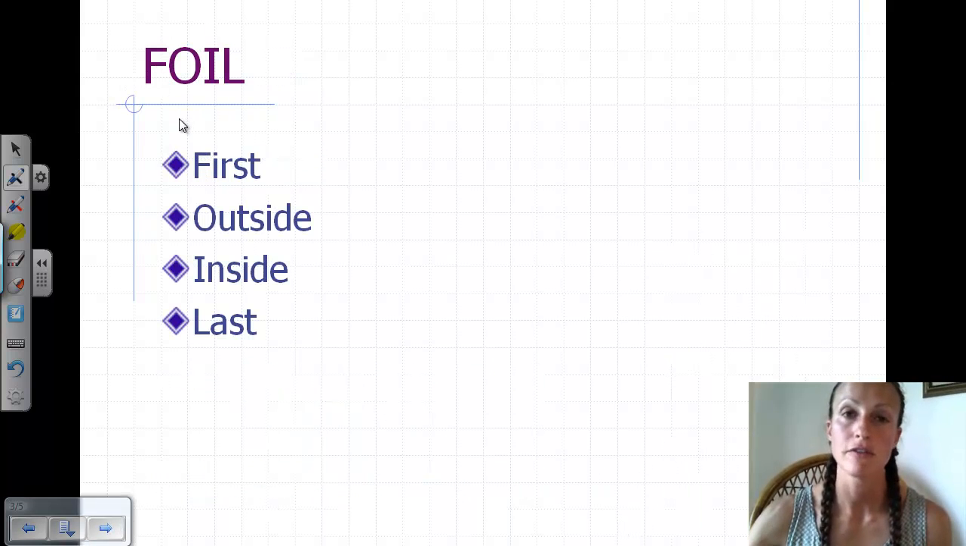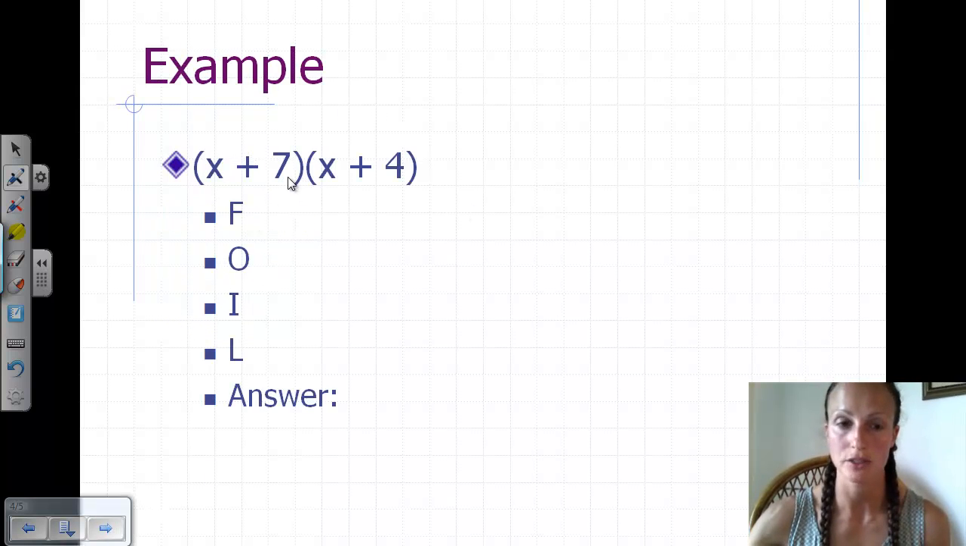So let's use the FOIL method to multiply binomials. FOIL stands for first, outside, inside, and last. And it's really helpful to make yourself a little chart every time you multiply two binomials. Make a line for each of the letters, F, O, I, and L, and have a space at the bottom where you write your solution. So this is a binomial, a sum of x and 7. This is a binomial, a sum of x and 4. How do we know that we're supposed to multiply those? There's not a symbol in between the two sets of parentheses. And remember, when there's no symbol, it means multiply.